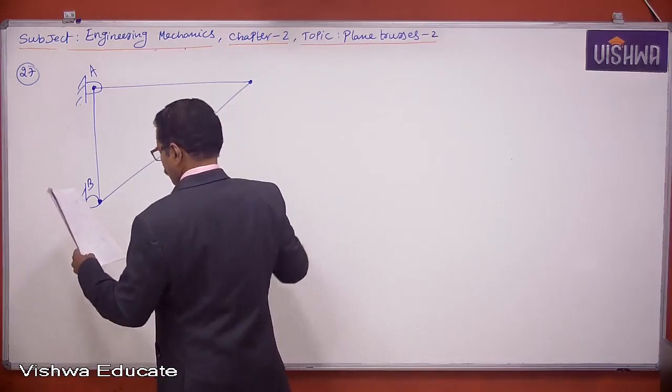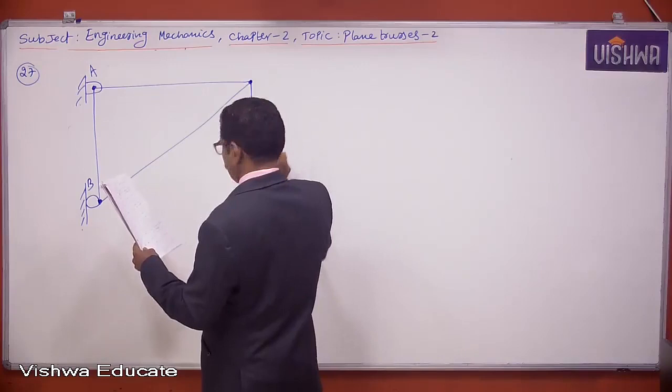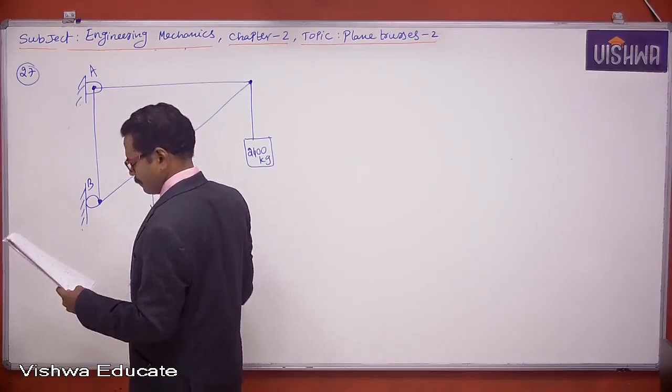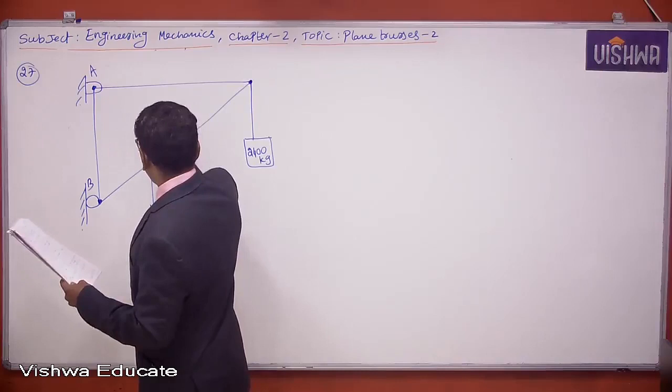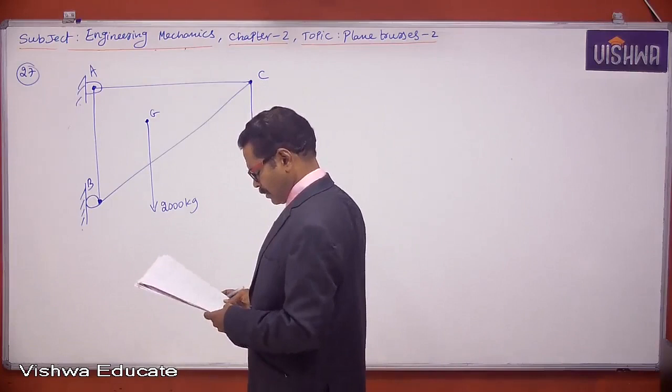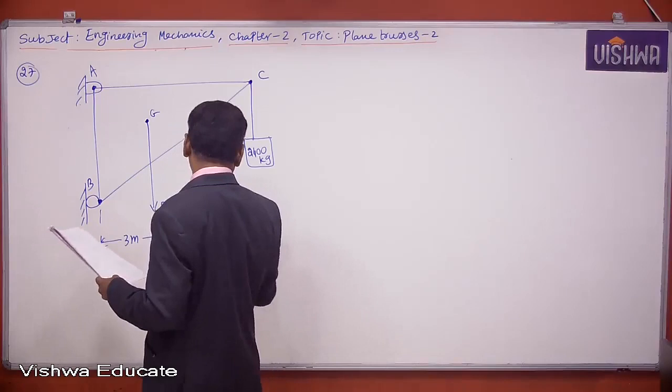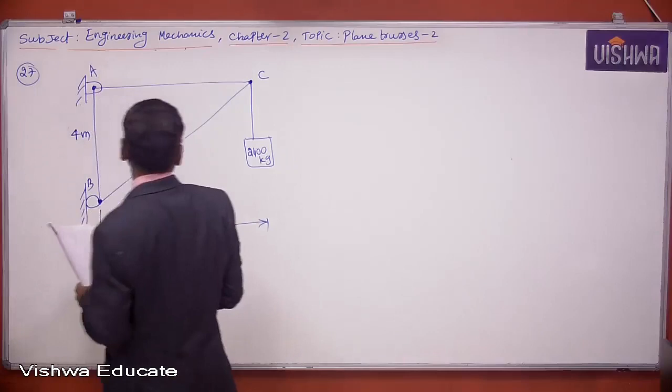Here a block is attached, whose mass is 2400 kg, and here another mass is attached, this is also 2000 kg. This is G, this is C, and the distance between this and this is 3 meters. And this is also 3 meters. This is also 3 meters and this is 4 meters. So first you may copy this, then I dictate what to find.